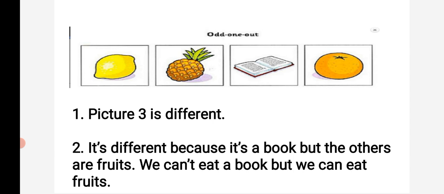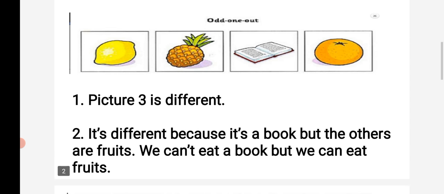So the child can say picture 3 is different. It's different because it's a school supply or a school item, but the others are not school items. It's accepted. It's different because it's a book, but the others are fruits. It's accepted. It's different because it's a book we cannot eat, but the others are fruits we can eat. Either way, it's just a way of expressing yourself and you get to score your points.